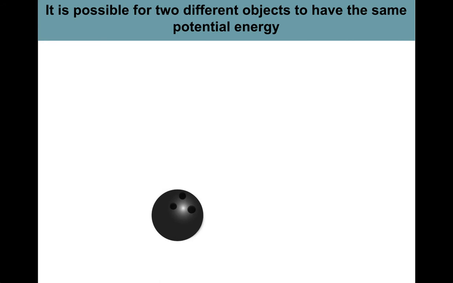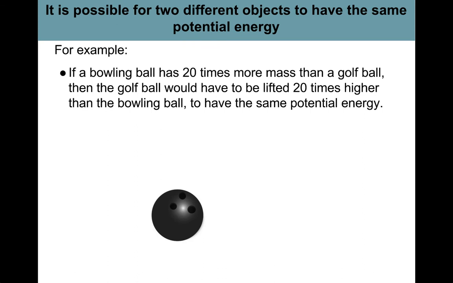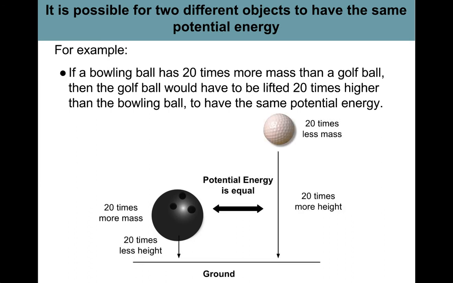So is it possible for two different objects to have the same potential energy? For example, we have a bowling ball. If the bowling ball has 20 times more mass than a golf ball, then the golf ball will have to be lifted 20 times higher than the bowling ball to have the same amount of potential energy. So 20 times less mass, 20 times more height. This one has 20 times more mass, so it has 20 times less height. So here their potential energy is equal.